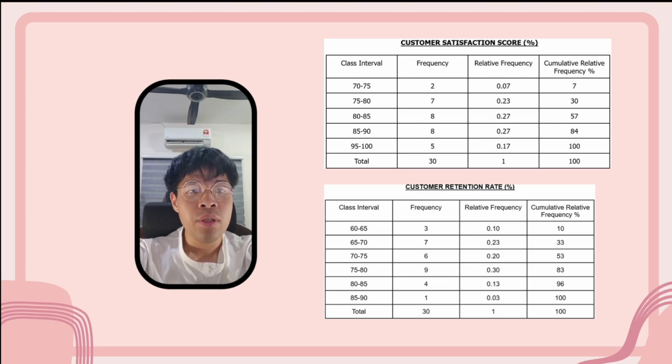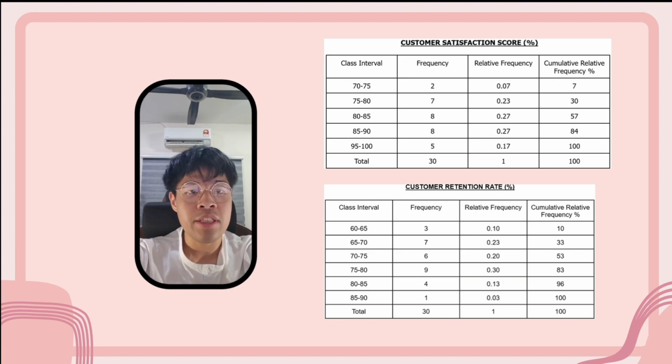So before constructing the graph and chart, you need to find the relative frequency and the cumulative relative frequency of customer satisfaction and customer retention. To find relative frequency, you need to divide each class with the total. So for class interval 70 to 75, the frequency is 2. So I will divide it with the total, which is 30, and get 0.07 for the relative frequency.